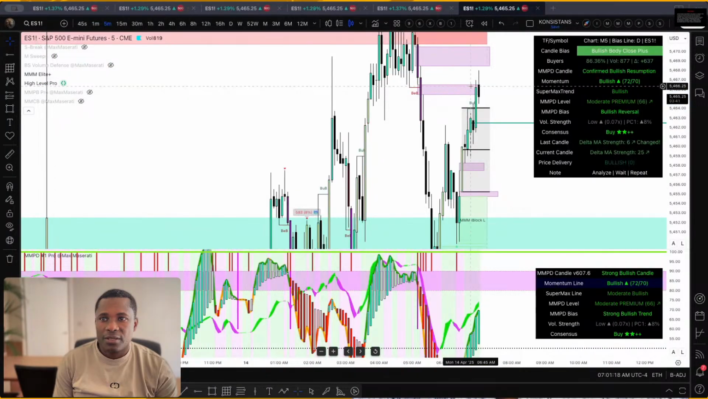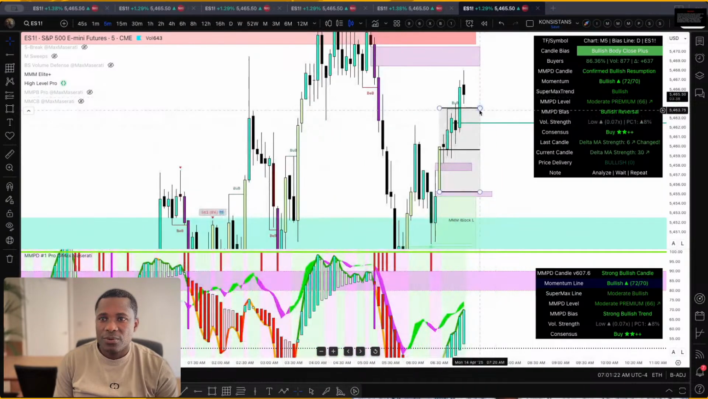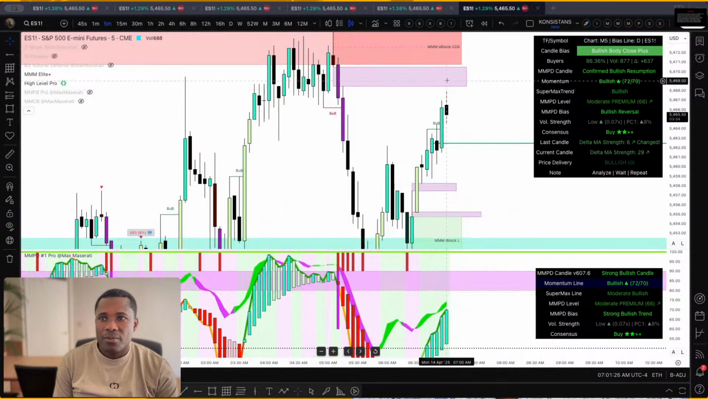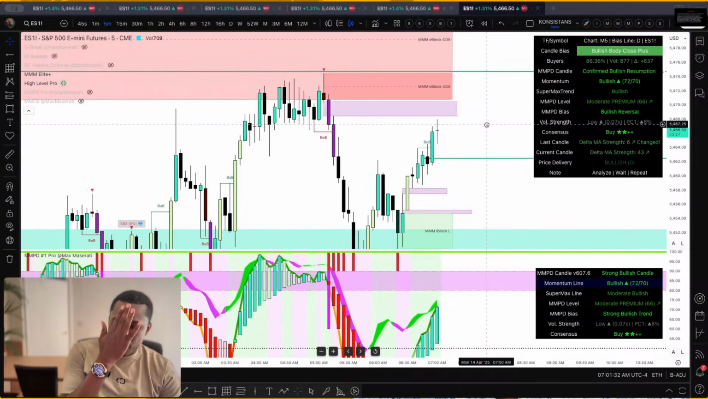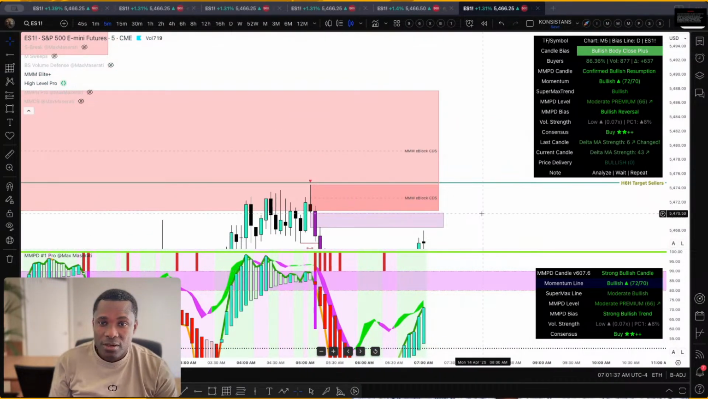So this level is filled. And this level is filled. So what's next? Will price come all the way up here as well? We don't know. All we are waiting for is a bearish break in a bullish context. We expect price to want to take this target here.